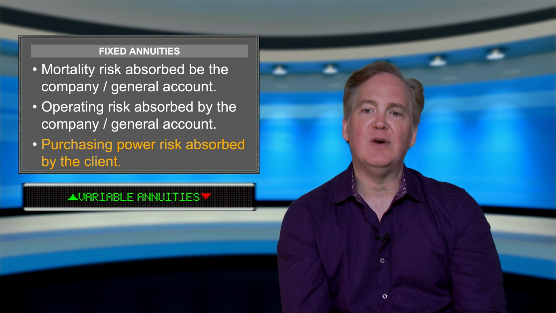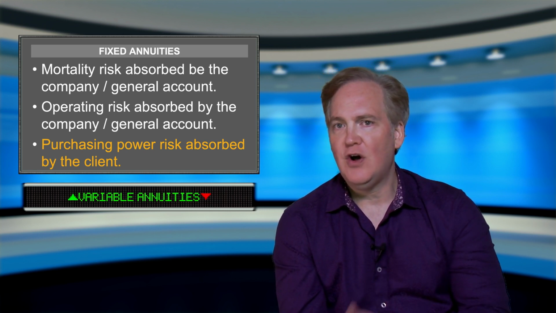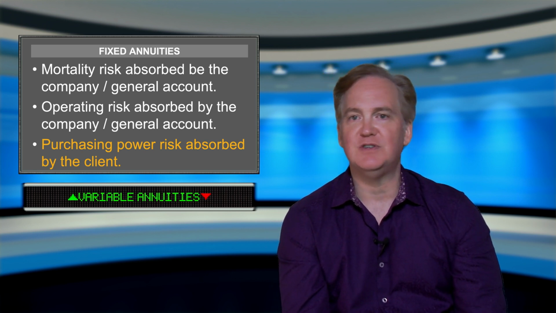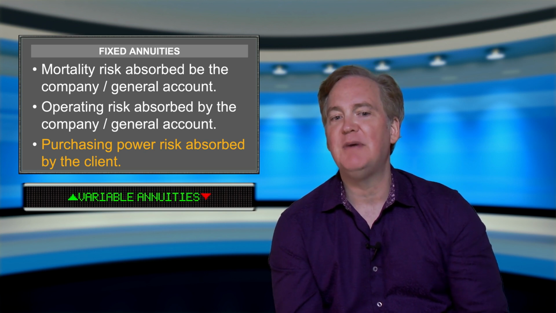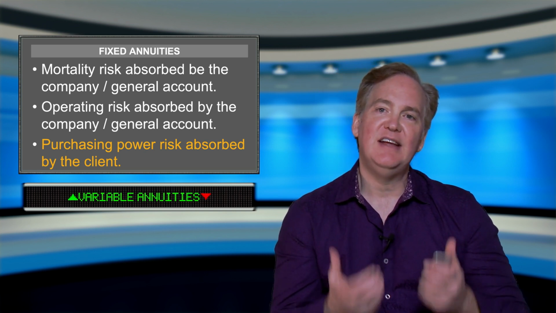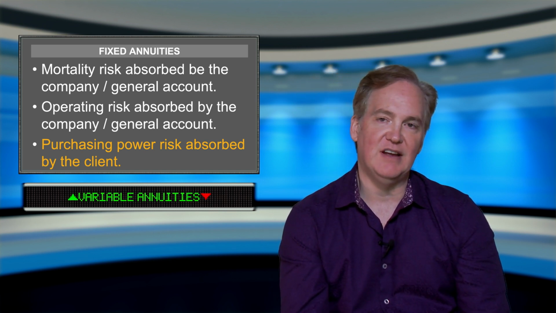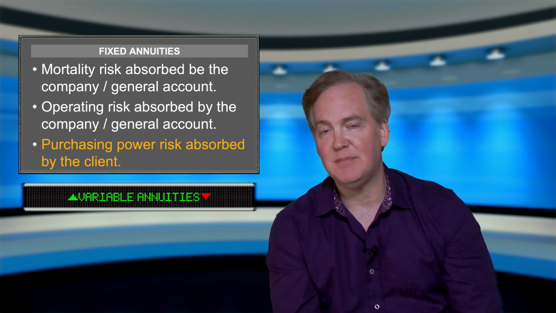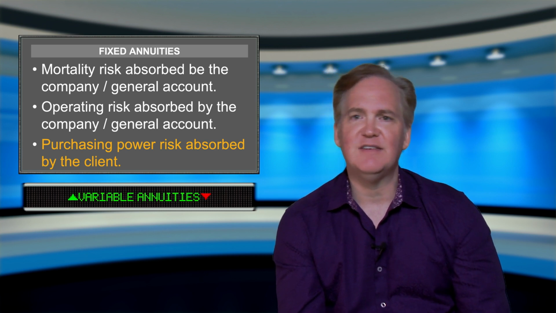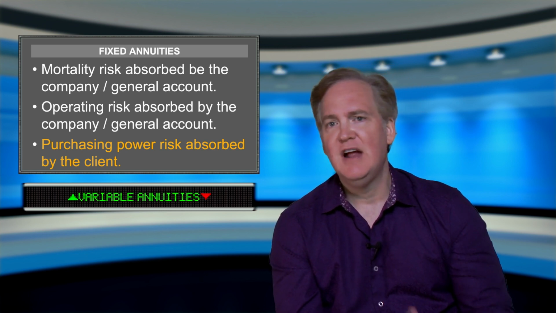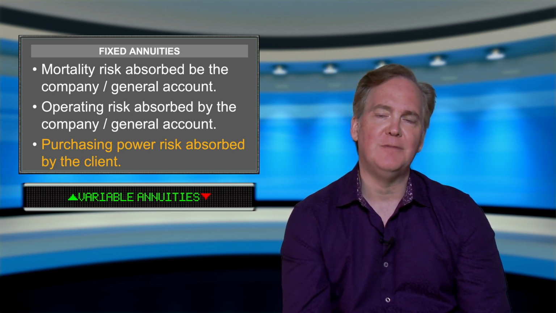The operating risk is the risk that the cost of being in business goes up, rents go up, phone bills go up, salaries go up. This is a business risk. That is also absorbed by the annuity company or the insurance company. And then once again, they deduct a fee to cover these risks from the general account.